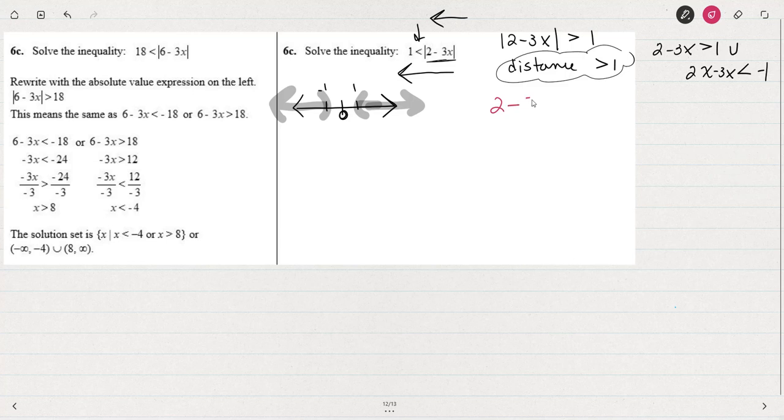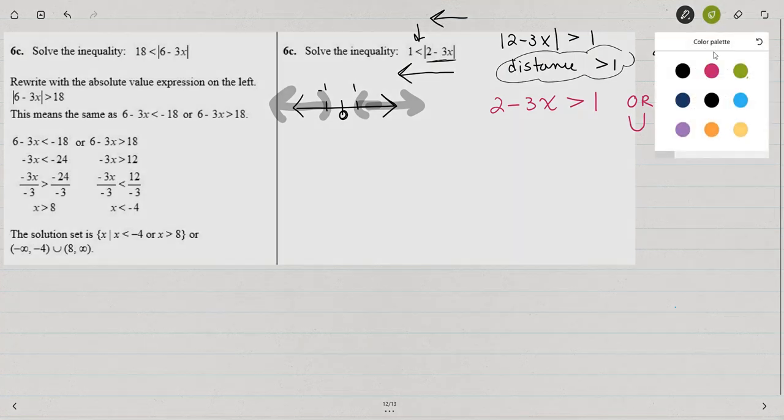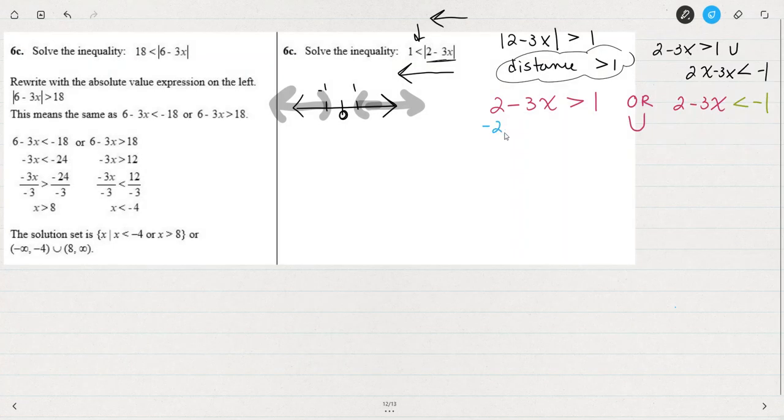The 2 minus 3x greater than 1. So I'm just copying the statement but dropping the absolute value. Or, because it's greater than, so that's union. And then we've got our 2 minus 3x again, but I'm going to flip it to less than, and then the negative 1. Solve each of those inequalities. So we have negative 3x greater than 1 minus 2.